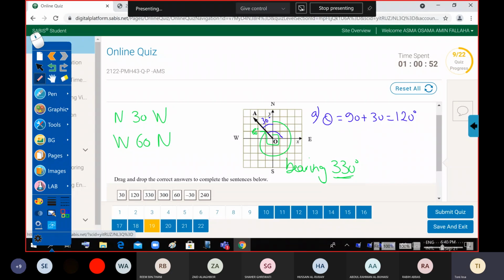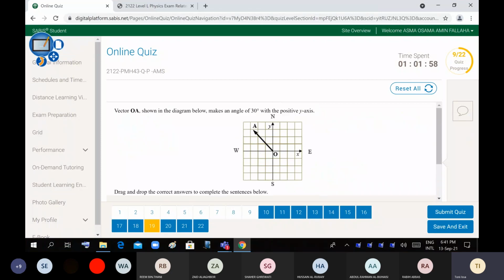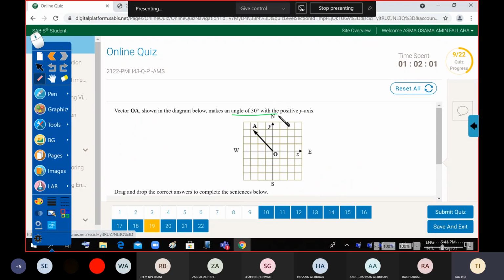How did I know it's 30 degrees with the y-axis? Because they told me this. They gave it to you here. They said it makes an angle of 30 degrees with the positive y-axis. So this means this is 30 degrees. It's not the bearing, since not any angle with the north will be the bearing. If it's not clockwise, then it's not the bearing.